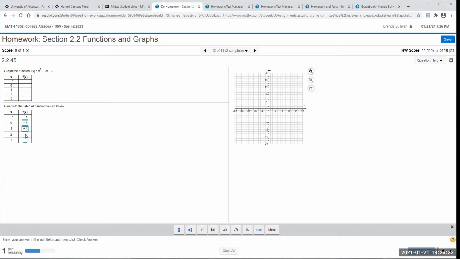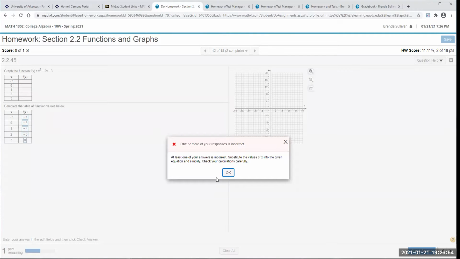That's going to be the very bottom of this. It is going to smile because there's a +1 in front of that x squared. Positive will make it smile. 2, -3, and 3, 0. Now I'm going to check my answer.